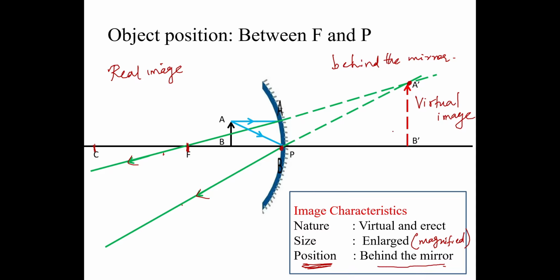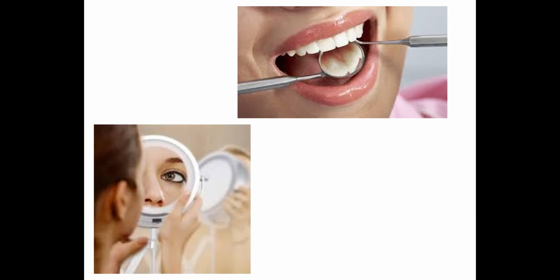So this is the only position where concave mirror forms virtual and erect image. So remember, between F and P, the image formed is virtual and erect. Rest all positions, it forms real and inverted. These are some of the important applications of concave mirror for this particular object position, that is between F and P. So we know that when the object is placed between F and P, the image formed is virtual and erect. And also you will get a magnified image.